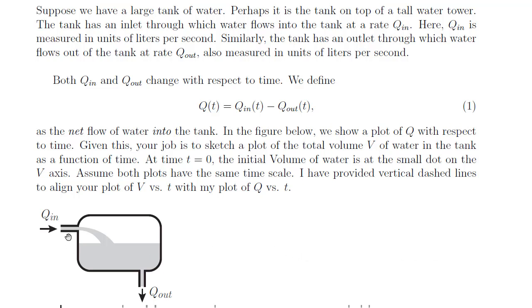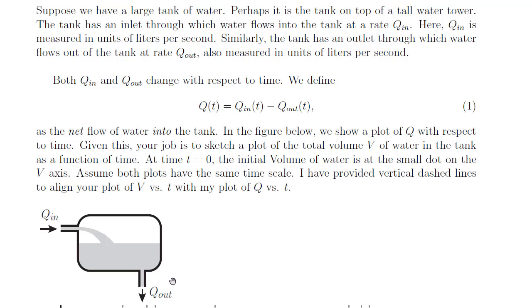The water tank has an inlet and an outlet. The inlet is where water is going to be flowing into the tank. And let's suppose Qin is the amount of water coming in. So Qin is going to be measured in quantities of liters per second. Liter is a volume. Liters per second is a volume per second flowing in.